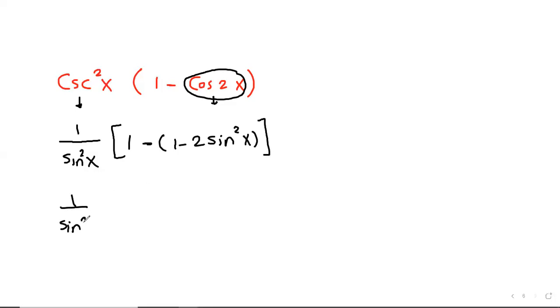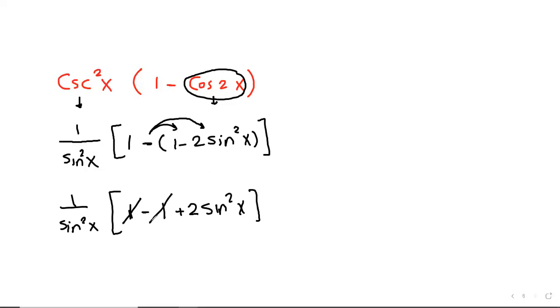Then expand here, this negative times 1 will be negative 1, and negative multiplied by negative 2 sine squared x is 2 positive sine squared x. We have here 1 and minus 1, they are going to be cancelled. So we ended up with 1 over sine squared x multiplied by 2 sine squared x is equal to 2, because sine squared x and sine squared x, one cancels the other out.